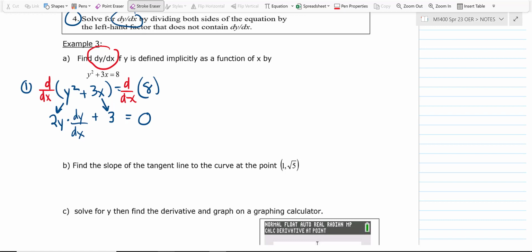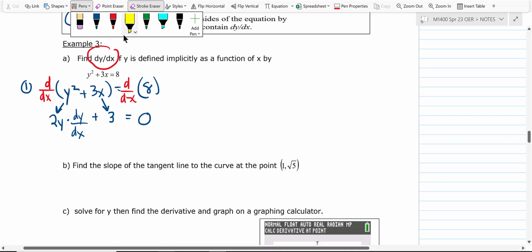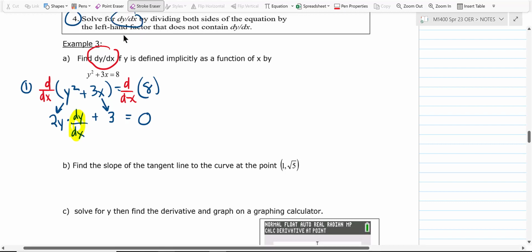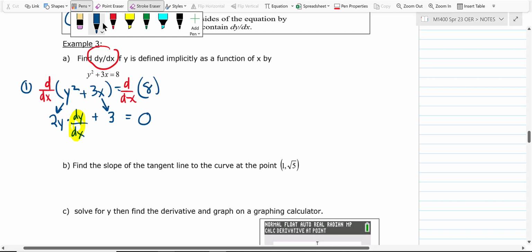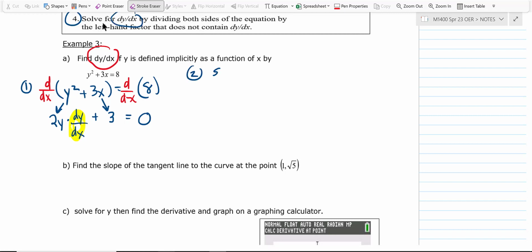Now, what's always going to pop up? It will always pop up. A dy over dx will pop up. It may pop up once. It may pop up 2 or 3 times. Okay. So what we do in step 2 is now it's algebra. So step 2, what we're going to do is solve this equation for dy over dx.